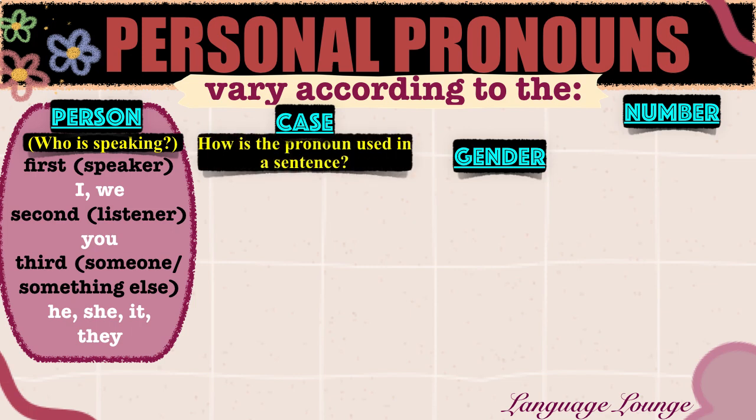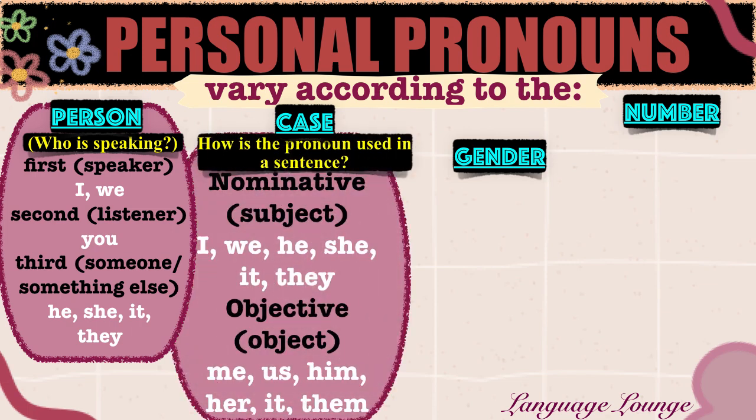Second, case. How is the pronoun used in a sentence? Nominative, subject of a sentence. I, we, he, she, it, they. Objective, object of a verb or preposition. Me, us, him, her, it, them.